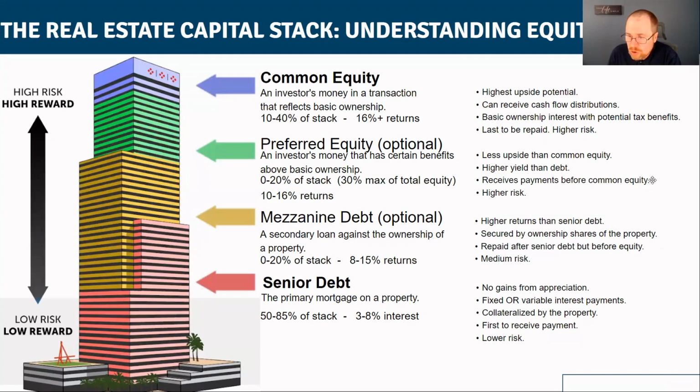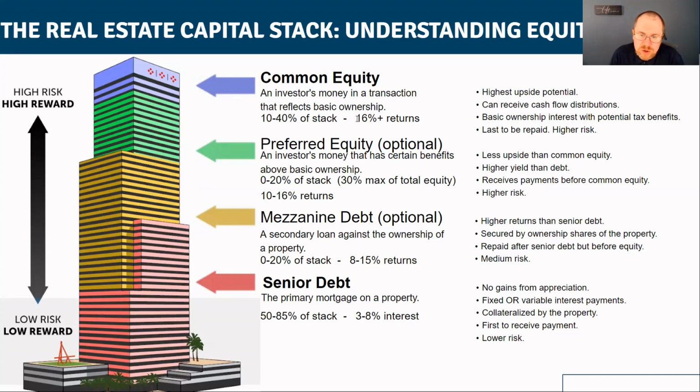Receive payments before common equity, but less upside than common equity. And common equity is last to be repaid, higher risk. And that's a big difference here. There's a basic ownership interest with potential tax benefits, cash flow from distributions, and higher upside potential.